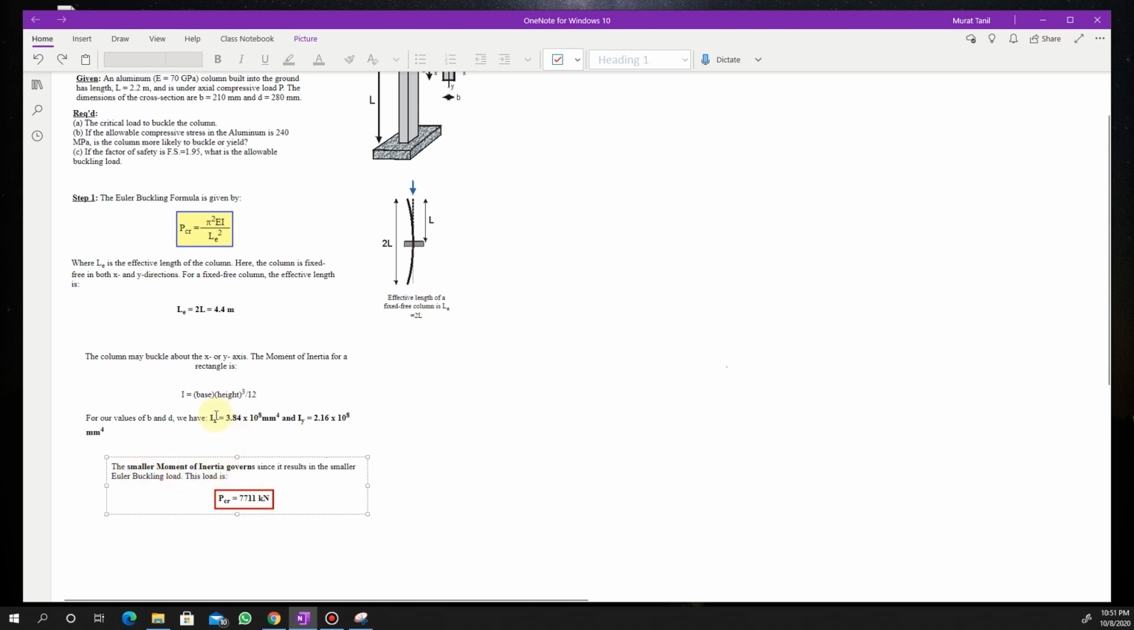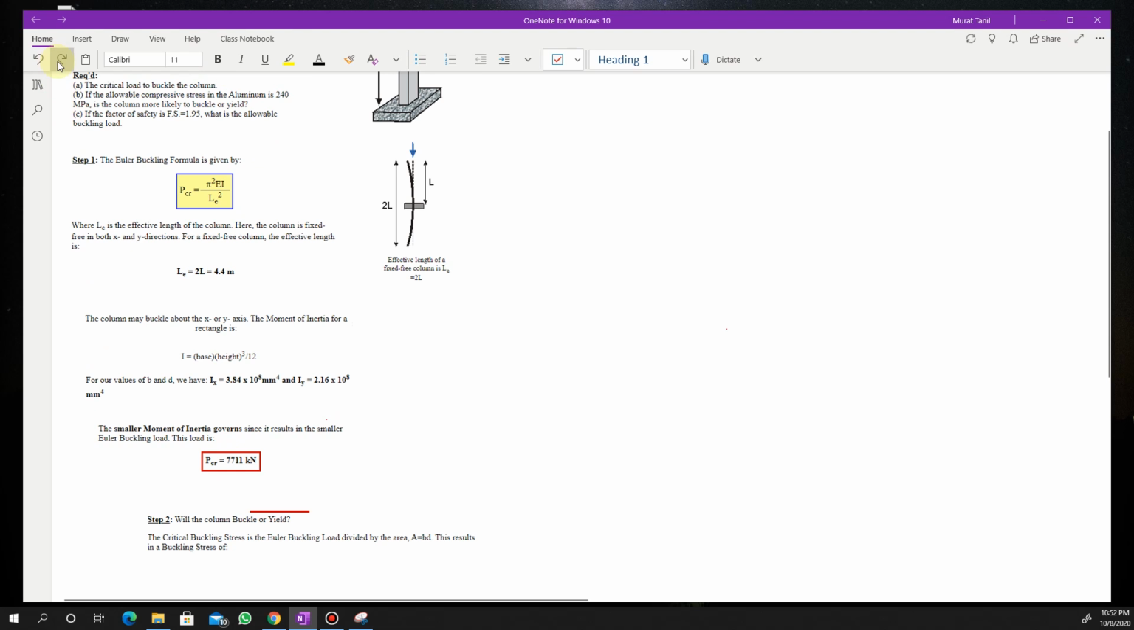And you will see when you enter both numbers, I sub x and I sub y, the moment of inertia about x-axis and about y-axis, which number is smaller. The smaller moment of inertia governs, since it results in smaller Euler buckling loads. If in this equation all the numbers are the same, modulus of elasticity, effective length, and pi is constant, then the only changing parameter is moment of inertia. If you try both, you will see that P critical is less when you enter less moment of inertia.